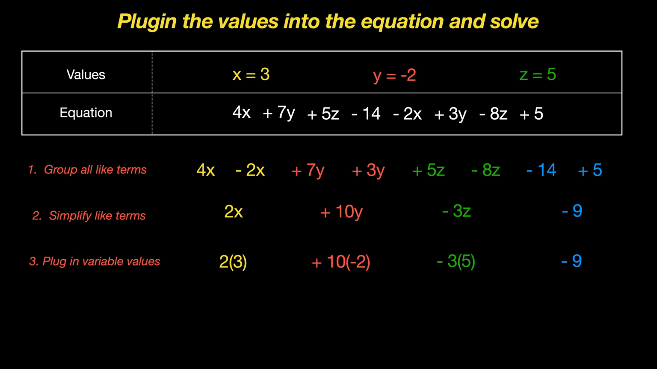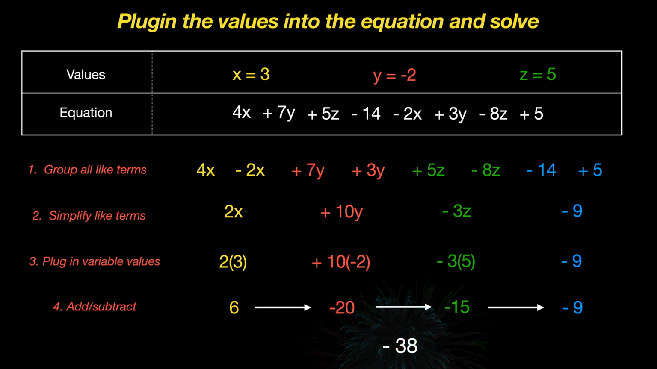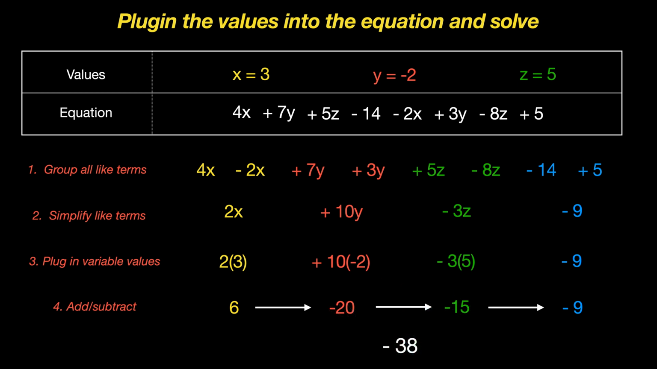So now you go ahead and just solve that. So you got 2 times 3 is 6. 10 times a negative 2 is negative 20. Negative 3 times 5 is negative 15. And then minus 9 stays minus 9. And now you just go through and add all these together. So you got 6 minus 20, minus 15, minus 9. And so when you do that, that's going to give you a negative 38. So with those terms up top and those values, this equation will give you a negative 38. So that's how you simplify and solve for like terms.